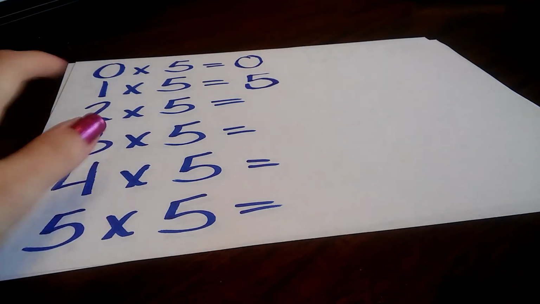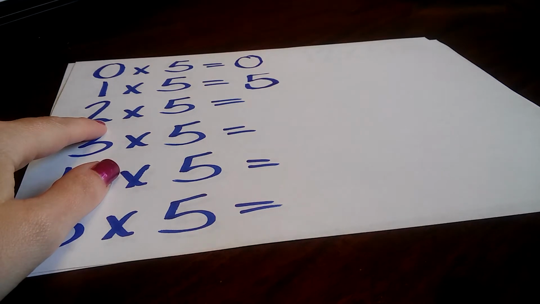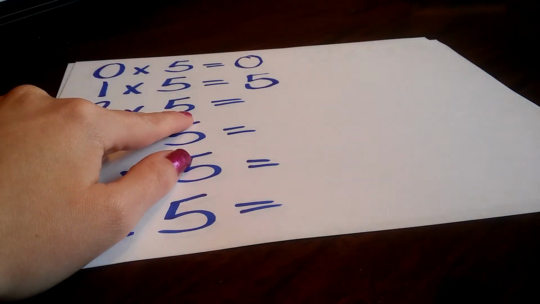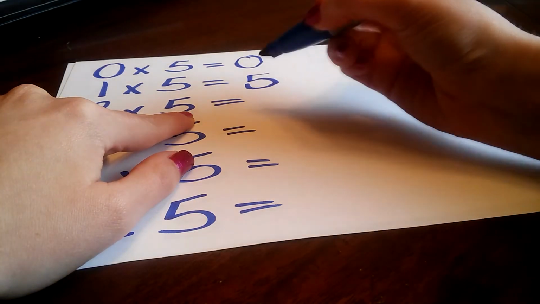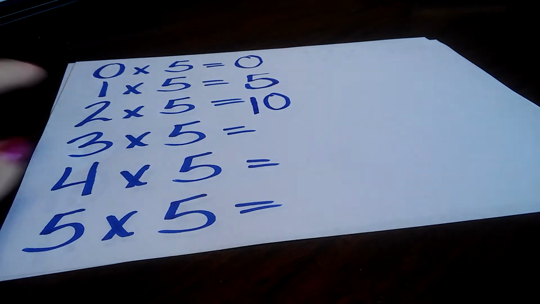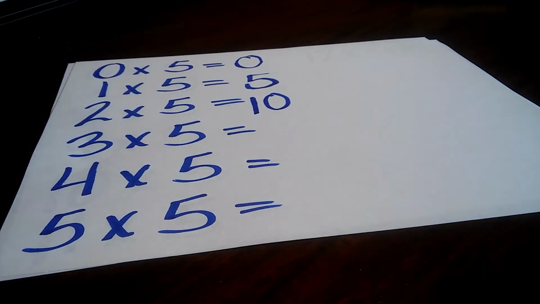2 times 5. We just talked about in my previous video how to multiply by 2. So you can look at the other number and you can say 5 plus 5, which is taking the double. 5 plus 5 is 10. So 5 times 2 is also 10.